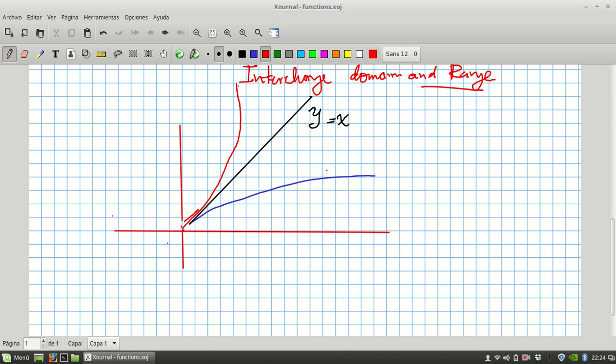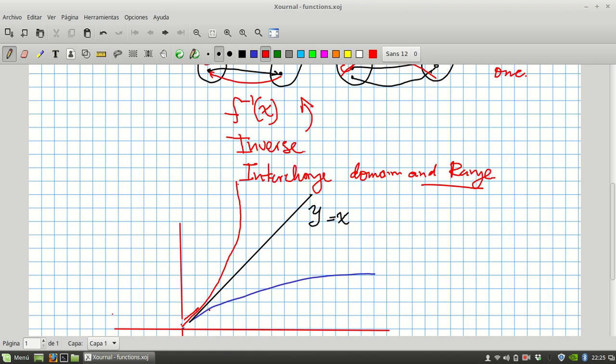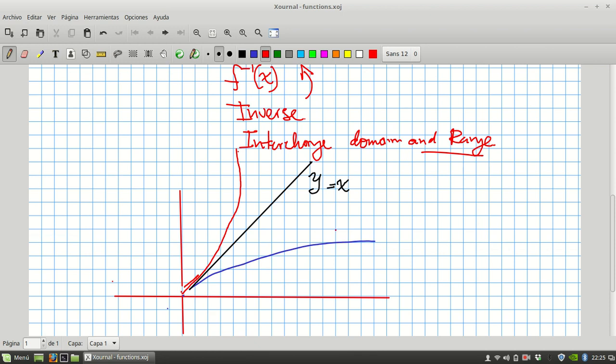And this is the basic idea of functions, one-to-one and inverse. Let me repeat two concepts. The first, remember, one element of the domain should go to one element of the range to have a function. Remember, to be one-to-one, one element of the range should go to one element of the domain. And to have the inverse by graph, you have to put y equals x, and the reflection about this line is going to give you the inverse function.